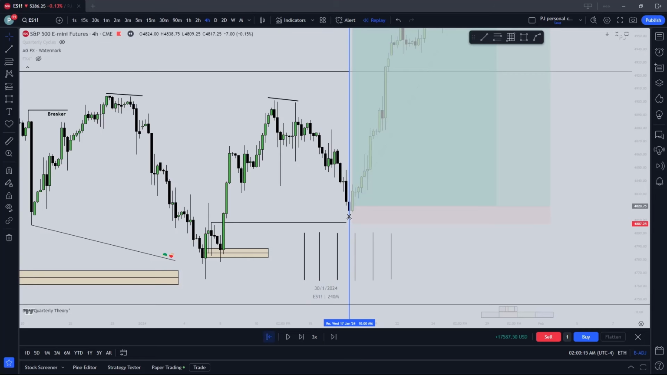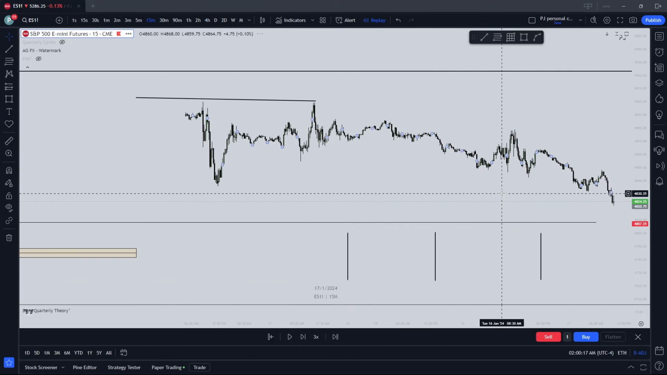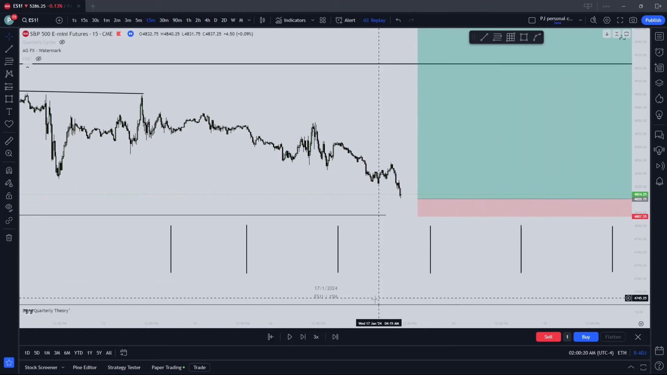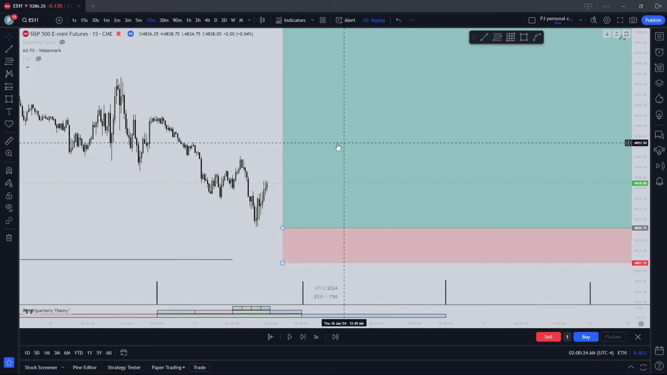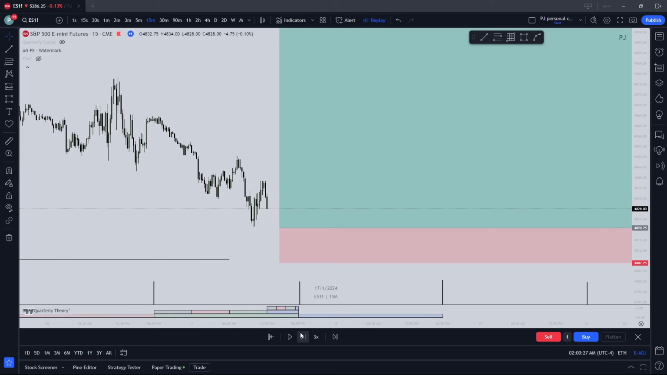Go back to Wednesday. See, we created our order block. See if we can get the retracement. Yeah, there we go.